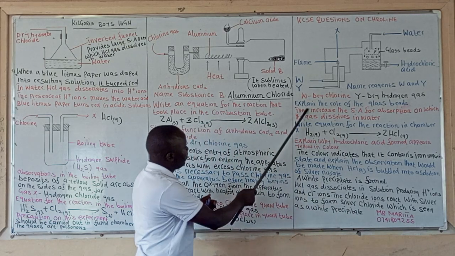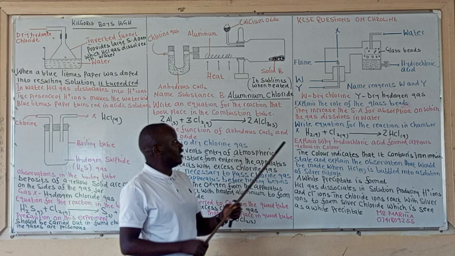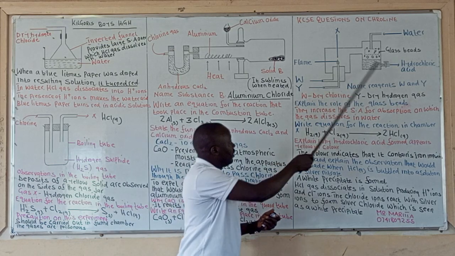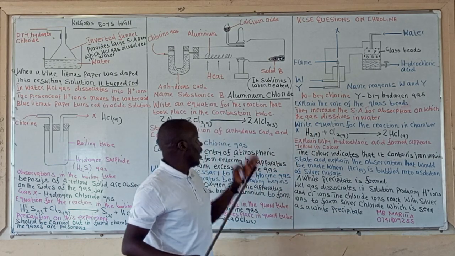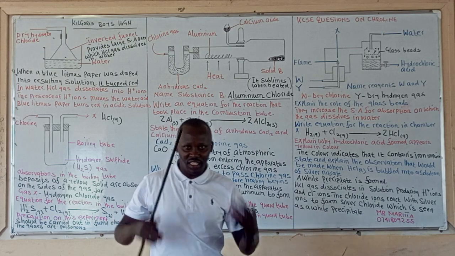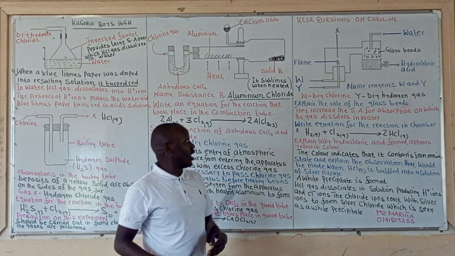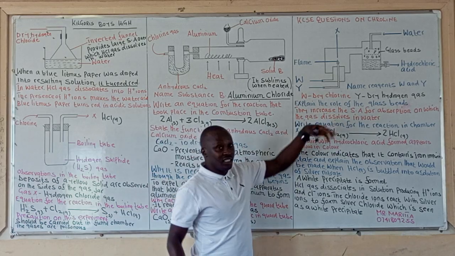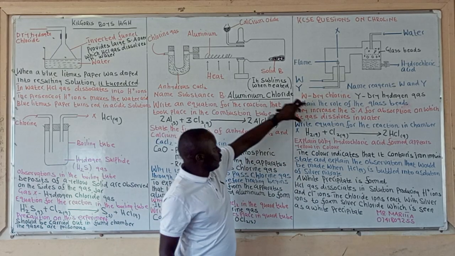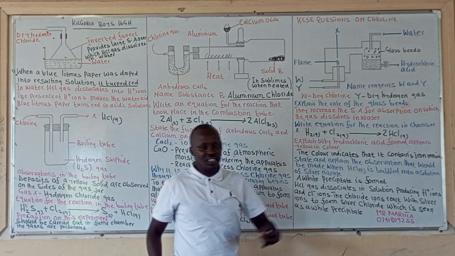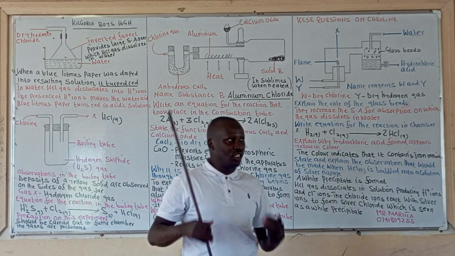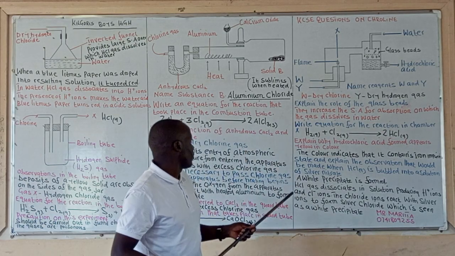Explain the role of the gas jets in this experiment. The role of the gas jets in this experiment is just to increase the surface area for the absorption in which the gas dissolves in water. The gas in this case is the hydrogen chloride gas. So we have the gas jets increasing the surface area for the hydrogen chloride gas to dissolve in water.